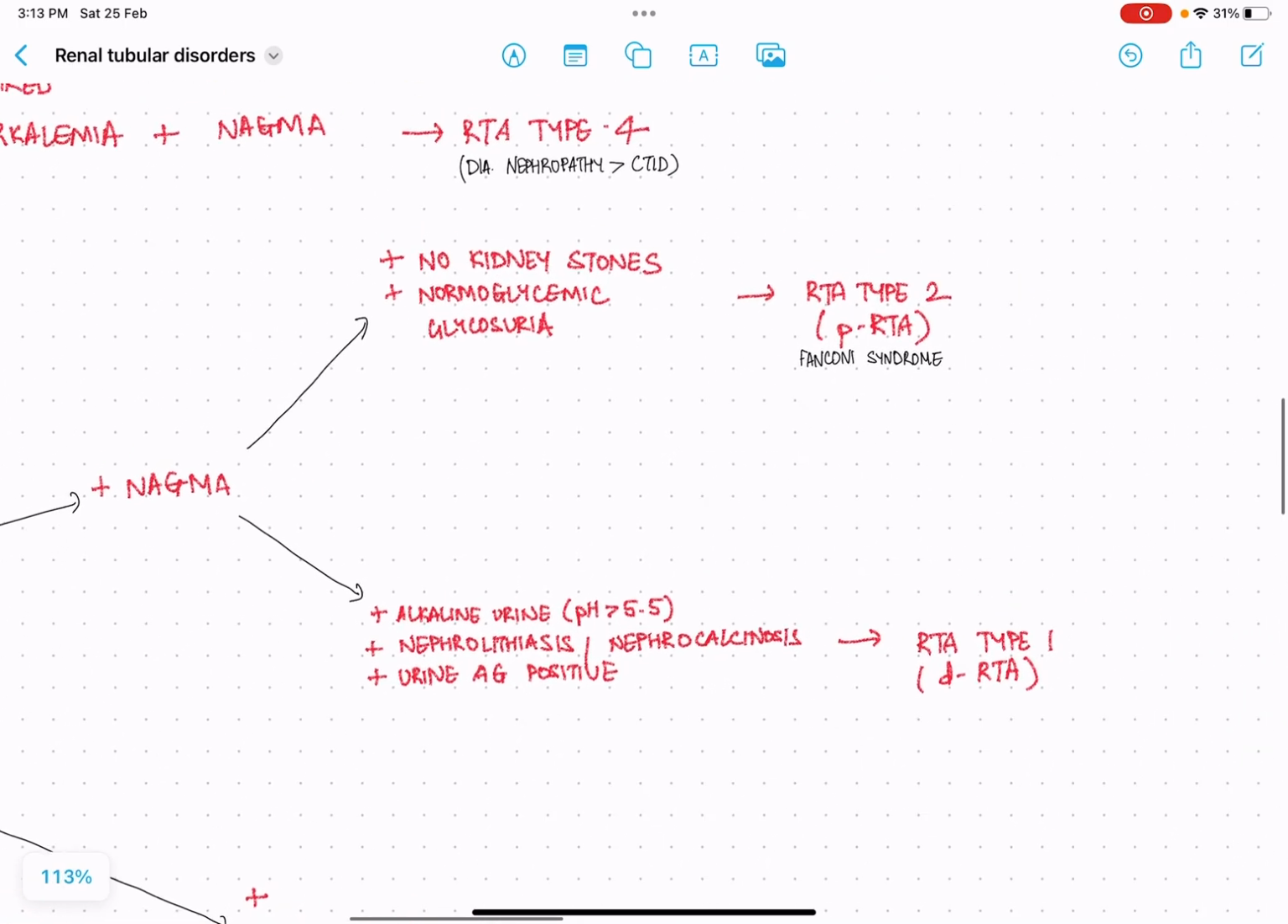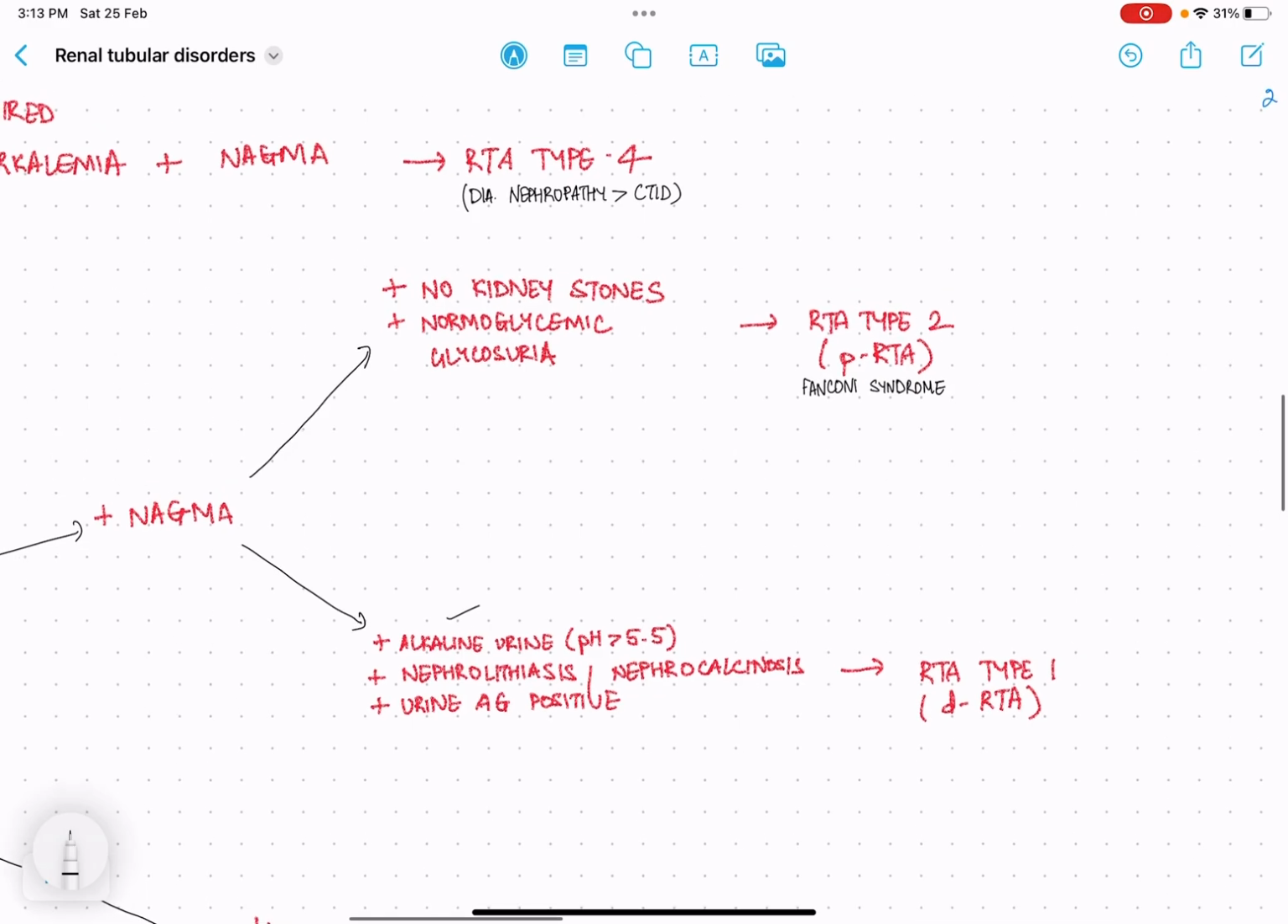Now, if they give a history of, say, something like alkaline urine with a pH of more than 5.5, nephrolithiasis or nephrocalcinosis, that is renal stones, and urine anion gap positive, all of this is pointing towards distal RTA or RTA type 1. If there is no history of kidney stones, and if importantly there is normoglycemic glycosuria, it points towards a proximal RTA, which is RTA type 2, which is much milder. It's mainly seen associated with Fanconi syndrome and a lot of other syndromes.